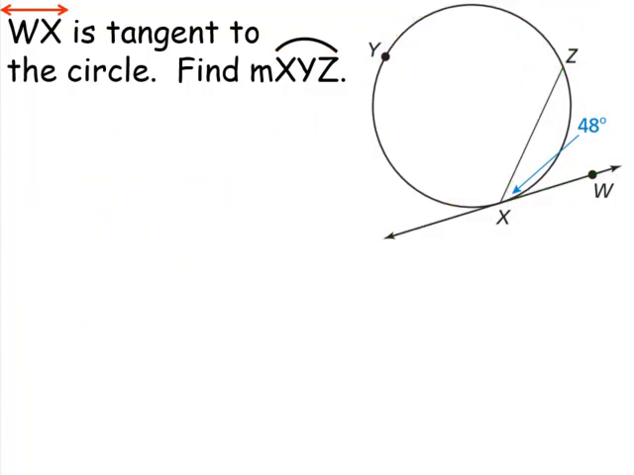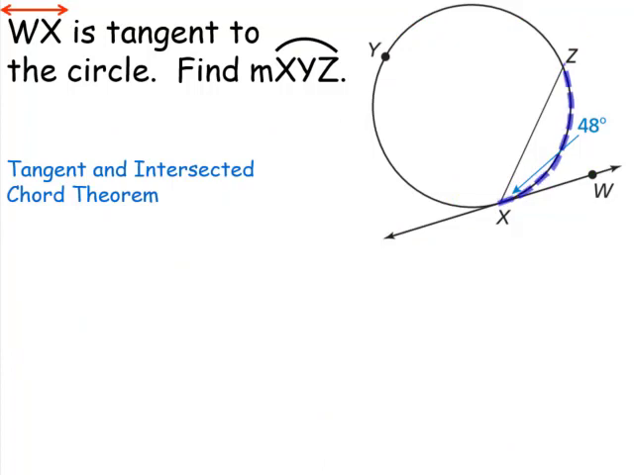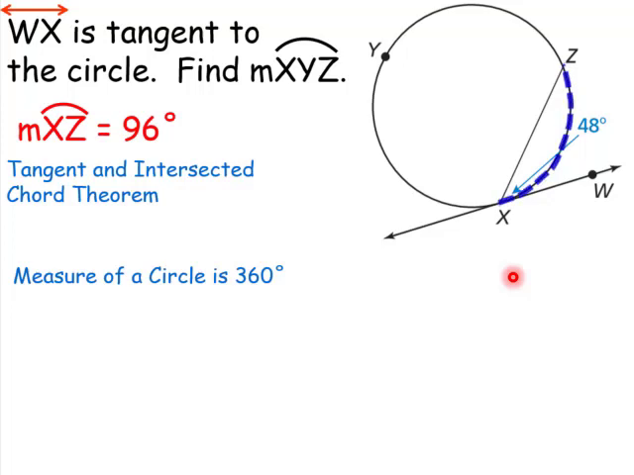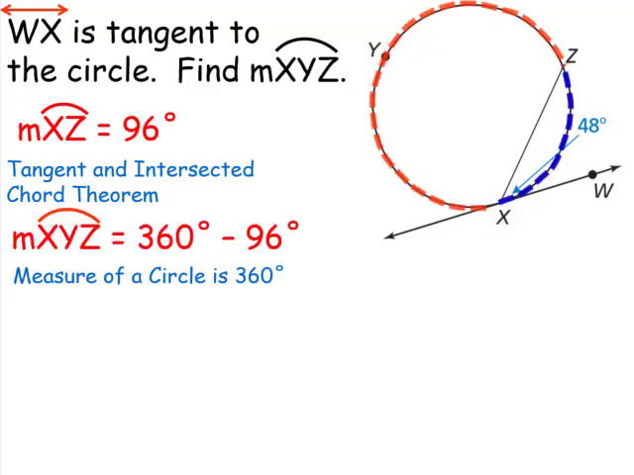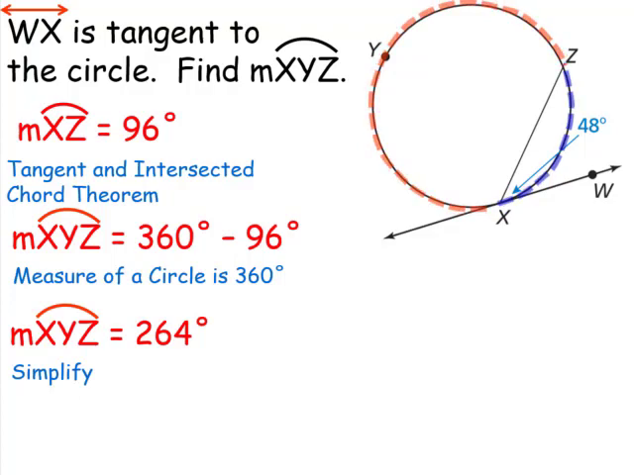Another way we can look at this is we'll use the tangent intersect the chord theorem, and we know that the measure of this arc, XZ, is twice the measure of this angle. So the measure of the arc is 96. We also know that the measure of a circle is 360. So therefore, the remaining part, which is arc XYZ, has to be 360 minus 96. 360 minus 96 is 264.